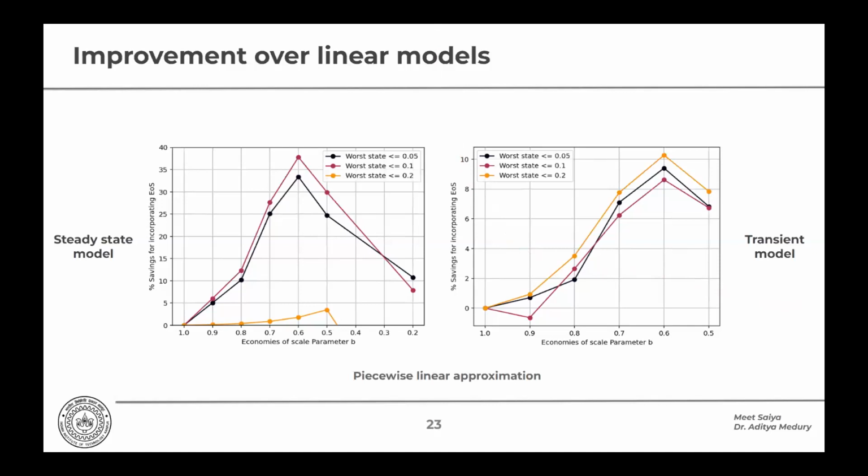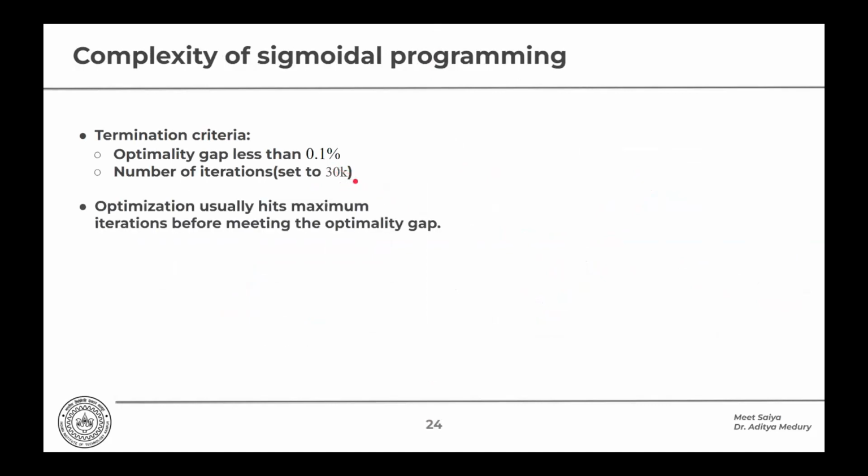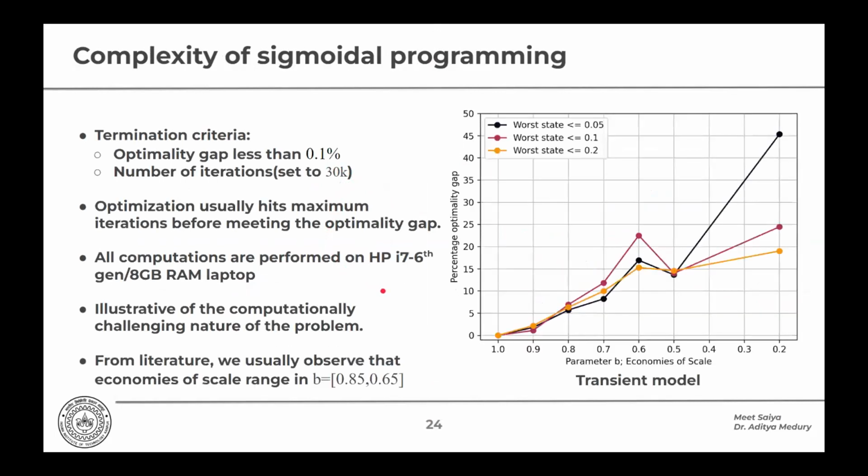So as I was saying, we see some additional savings if we incorporate piecewise linear. For sigmoidal, the termination criterion is either a 0.1% optimality gap or 30K iterations, and typically we hit the maximum number of iterations with some optimality gap. All of these computations are done on an i7 with 8 GB RAM, and so yeah, this is the optimality gap that we usually see.